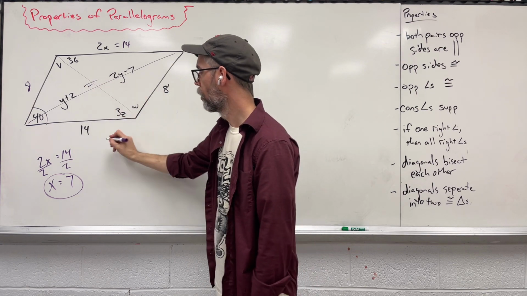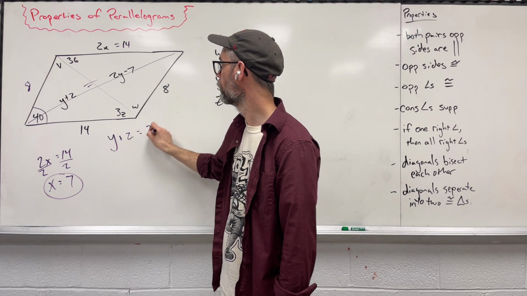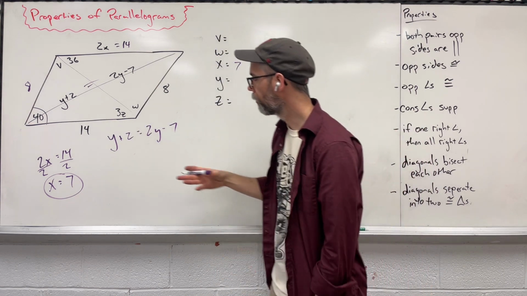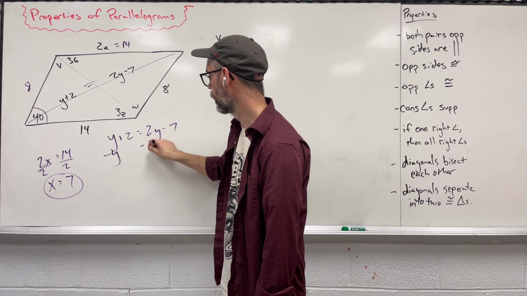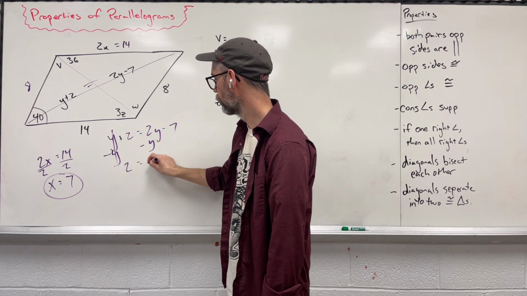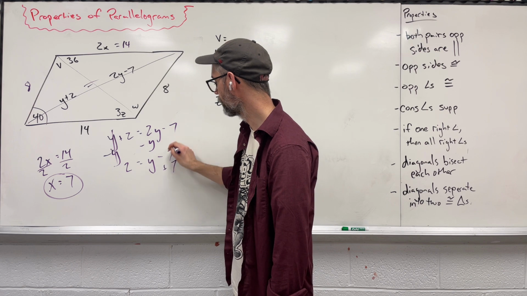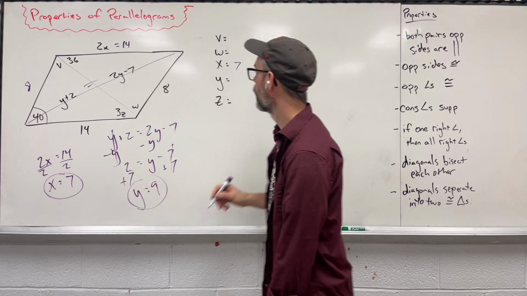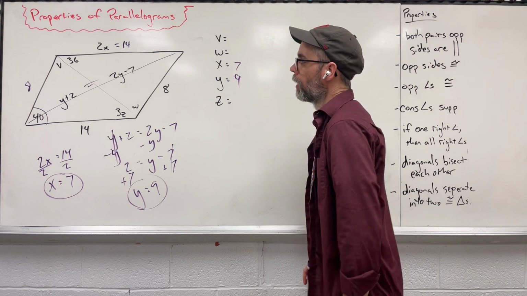There's your equation: y plus 2 equals 2y minus 7. So now we can just use our inverse operations, get y alone. So minus y, 2 equals y minus 7, add 7, y is 9. Great. Taken care of.